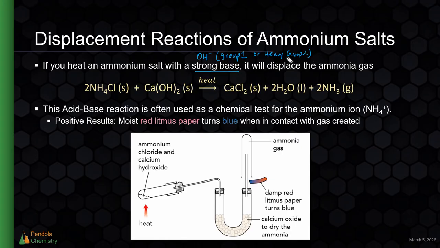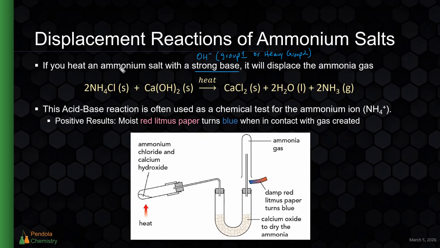And now we know why, right? We now know that it's only heavy group 2 because as we go down group 2, the hydroxide solubility goes up, so they're more soluble. So things like sodium hydroxide, calcium hydroxide, potassium hydroxide, those are going to be our strong bases.